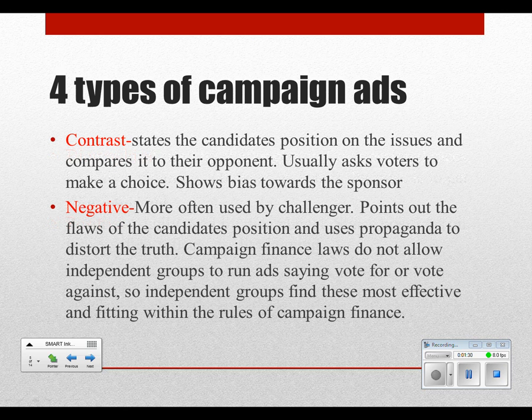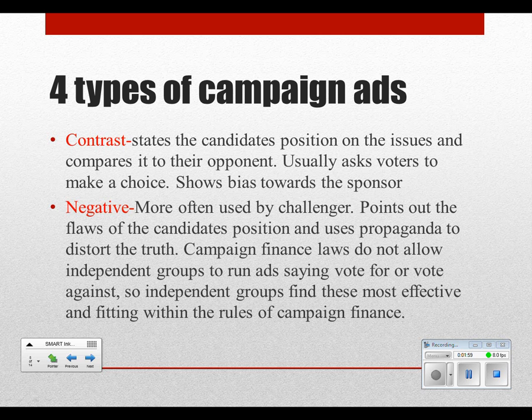All right? Contrast ad is a little different. All right, this is what they probably ask you about. Contrast ad was where you state the candidate's position on the issues and you compare it to their opponent. Okay, so it usually asks voters to make a choice. All right, candidate A stands for this, this, and this. Candidate B, however, supports this, this, and this. You know, which one's best for our country or something like that. Okay, but it's going to tilt the bias toward the sponsor, but you are going to see both sides and sort of put the decision to the voters.